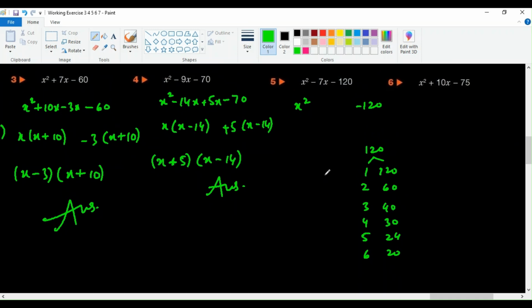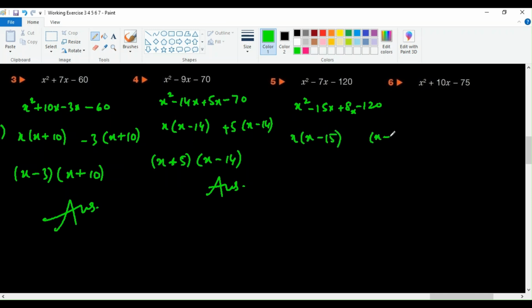8 and 15. 15 and 8 gives us a 7. So I will write minus 15 and plus 8x. So x minus 15 is the first factor. X minus 15. Look at the third one. So we need only 8. So x plus 8 and x minus 15 is going to be the answer for this question.